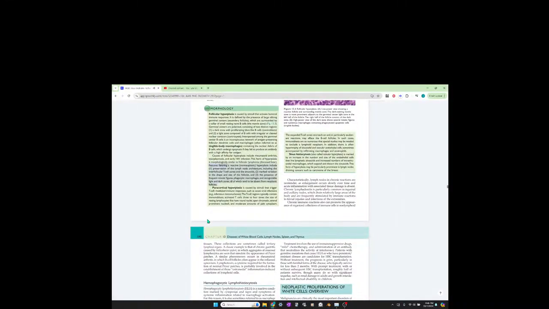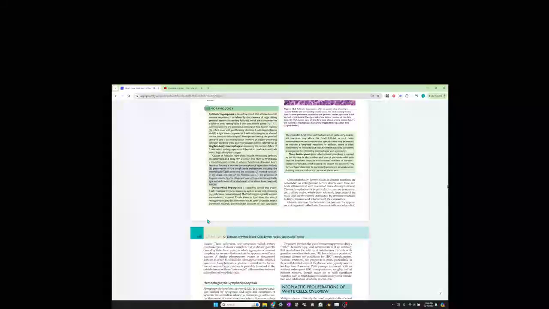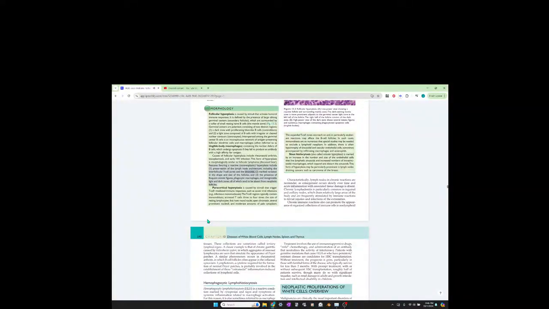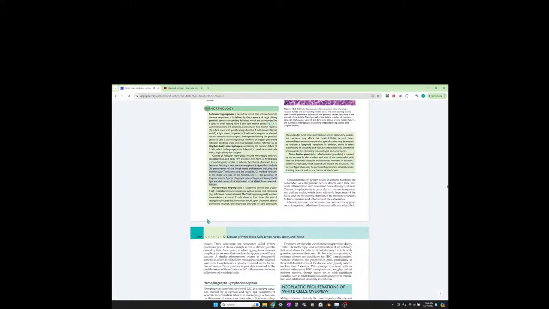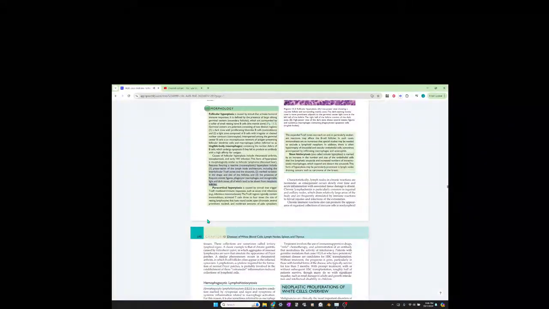Features favoring a reactive hyperplasia include preservation of the lymph node architecture, including the interfollicular T-cell zones and the sinusoids, marked variation in the shape and size of the follicles, and the presence of frequent mitotic figures, phagocytic macrophages, and recognizable light and dark zones, all of which tend to be absent from neoplastic follicles.